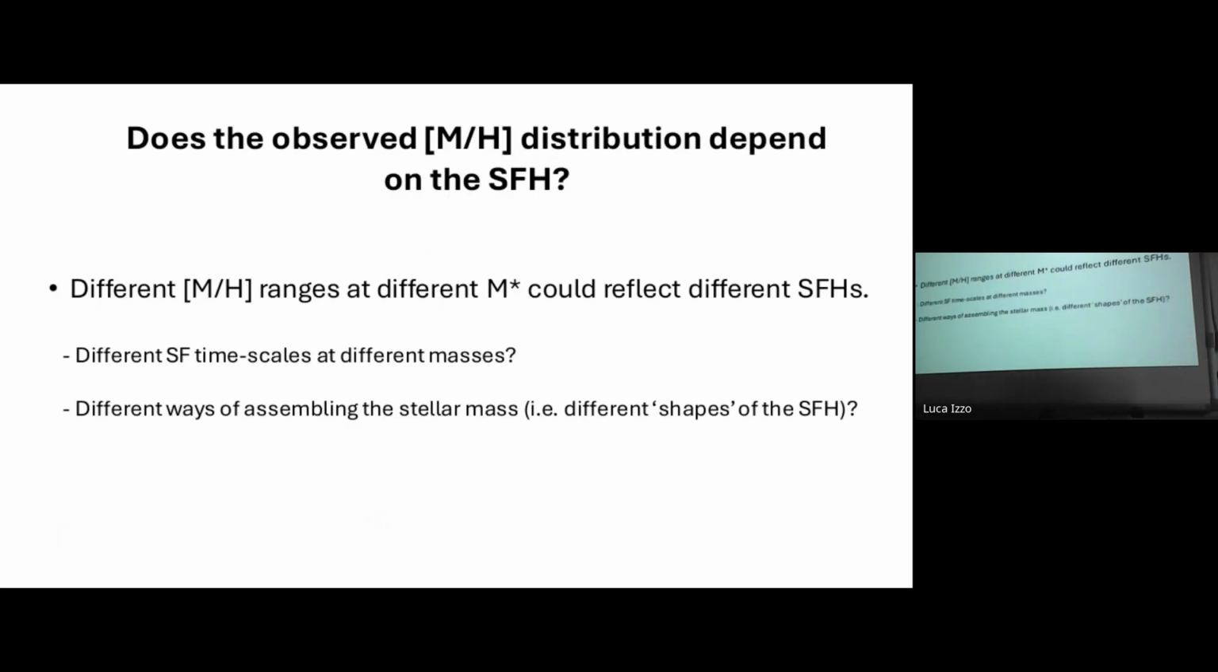The second thing we did is we asked ourselves how the star formation history impacts the observed metallicity distribution. And indeed, we know that at lower masses, we have a variety of star formation histories, while at higher masses, galaxies typically form very quickly, as we saw before. And so maybe different time scales or different ways of assembling mass could have affected the observed metallicity distribution. And so our results may be biased or just underestimated.